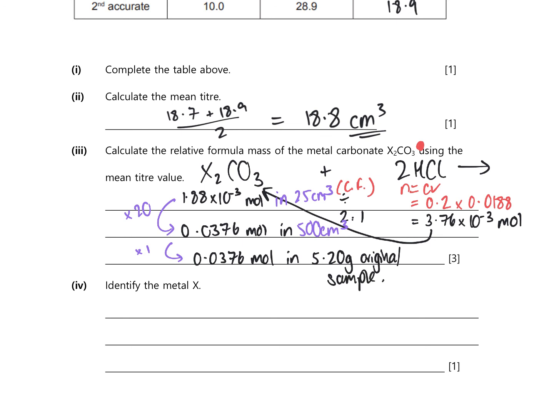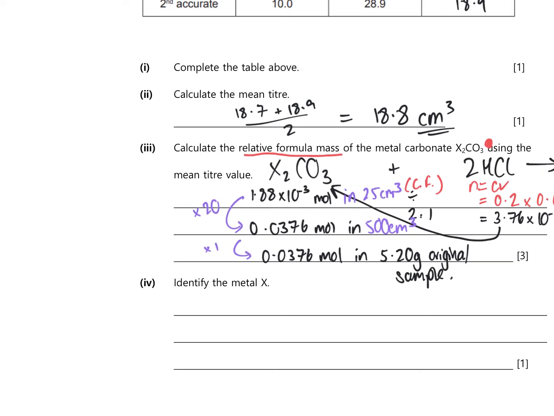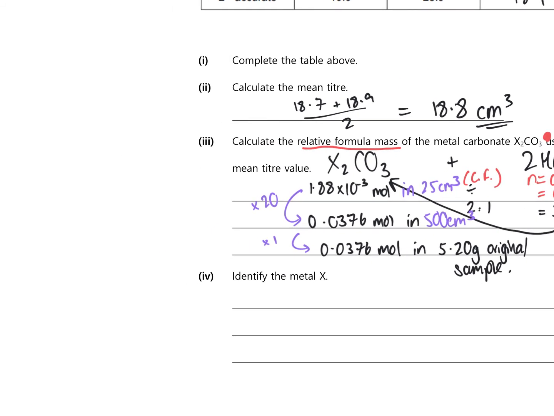What do we want to do at this point? Well, we want to answer the question which asks to calculate the relative formula mass of the metal carbonate. Let me move this over a wee second. And so that will be RFM equals mass over moles. Our mass from the original question is 5.20 grams. We had 5.20 grams of our X2CO3. We now know the number of moles was 0.0376. So we put that into our calculator and we would get 138. So you can round that off to the nearest whole value, which is 138.